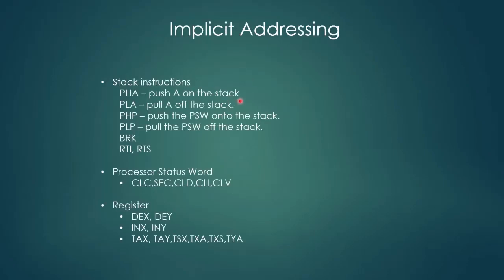Implicit addressing involves an implied source or destination of data. There are 3 categories. Stack: these instructions either push data onto the stack or pop it off. Processor status word: these instructions affect individual bits of the processor status word. And register: these instructions feature registers as the implied source or destination.